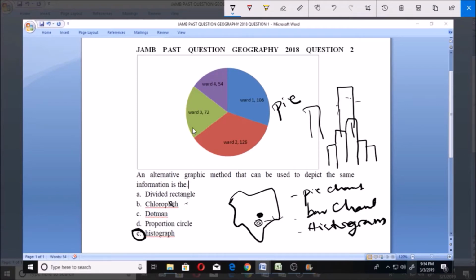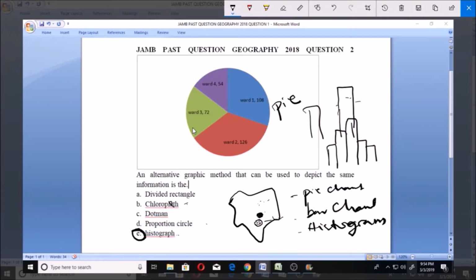So it shows how much information or data, or the quantity, by the color painting. But I think the right option here should have been histogram, because you can use histogram to depict this. You can also use pie chart or bar chart to depict it. So depending on where you look at this question from, that is how you can pick the right answer.